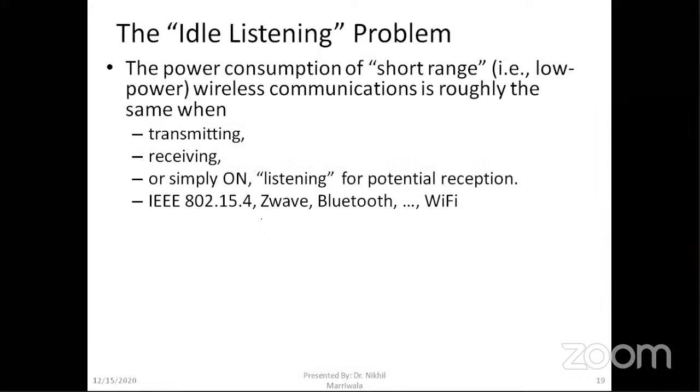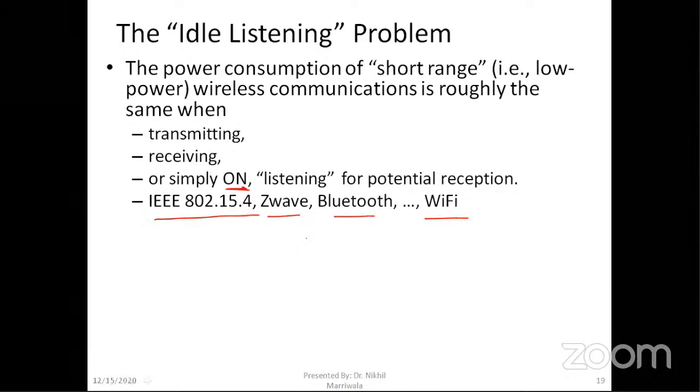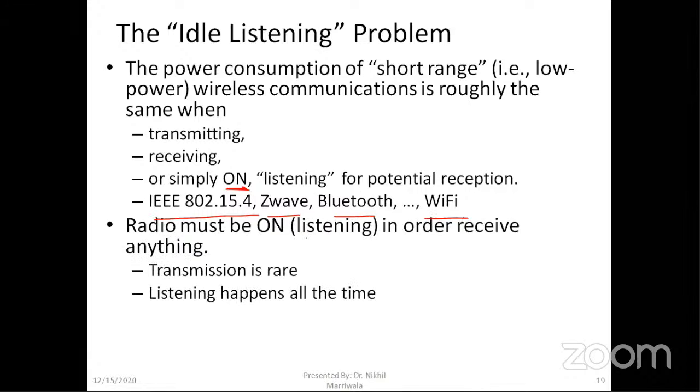So the ideal listening problem, what is that? Basically it is the power consumption of short range or low power wireless communication, and it is roughly the same when we are trying to transmit or receive, or while we are just keeping our system simply on, listening for the potential reception, right? In that case, we have 802.15.4, Z-Wave, Bluetooth, and Wi-Fi, right? All these things are being utilized these days. The ideal listening problem is again categorized with this particular point, that the radio must be on in order to receive anything. So transmission, if it is rare, and listening happens all the time.